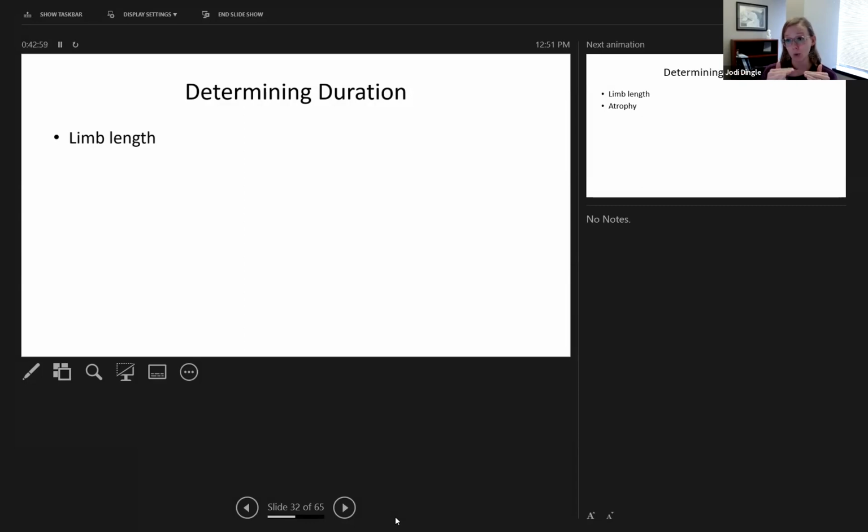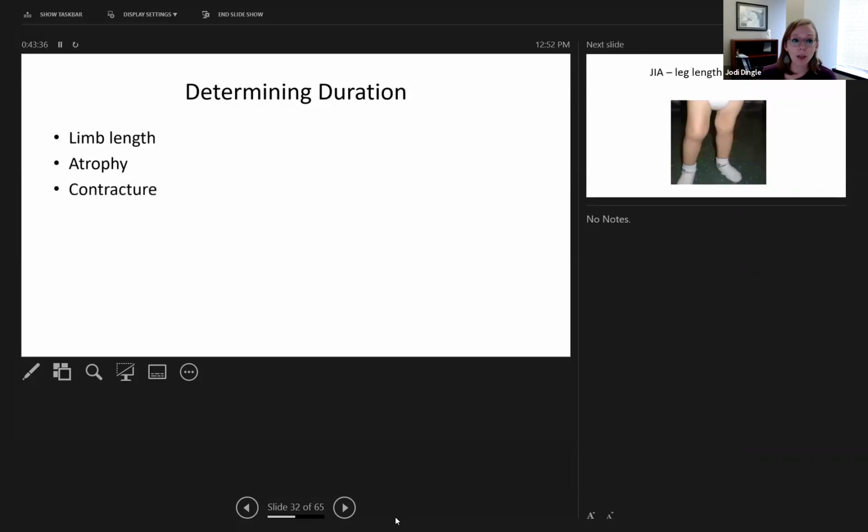It could either be longer or shorter depending on the duration, but having any kind of limb length discrepancy at all can be a hint that this has been going on chronically. Muscle atrophy is another helpful finding on physical exam and can actually happen pretty quickly, within just a matter of weeks. So especially in say a toddler with knee arthritis or ankle arthritis, I'll often see atrophy of their thigh or their calf because of changes to their gait and changes in the function of that leg in just a matter of weeks. Contracture can also be a hint that something has been going on a long time.